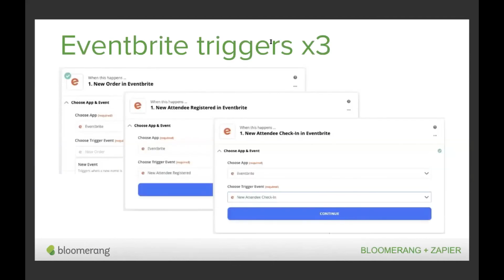So Eventbrite offers 3 triggers in its Zapier connection, each of which starts one of the 3 workflow templates with Bloomerang. So we have a trigger for a new order in Eventbrite. We have a trigger for a new attendee registered, which can also include guests. And then we have a trigger for new attendee check-in, which is used to trigger based off of day of event attendance. So these triggers are what start the Zaps. What we are hoping to do is to sync this information into Bloomerang as constituents, donations, and interactions.